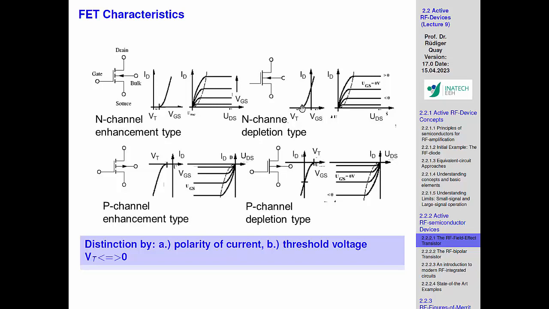We call one type an enhancement type, so we have to do something to turn it on. If it's a depletion type, we have to do something to turn it off, which is a bit stupid, because then you have to invest energy to turn something off, and that is a bit of a contradiction. So it's better if something is off if nothing happens. So this enhancement type is a very nice feature, which often you can make, but not always.